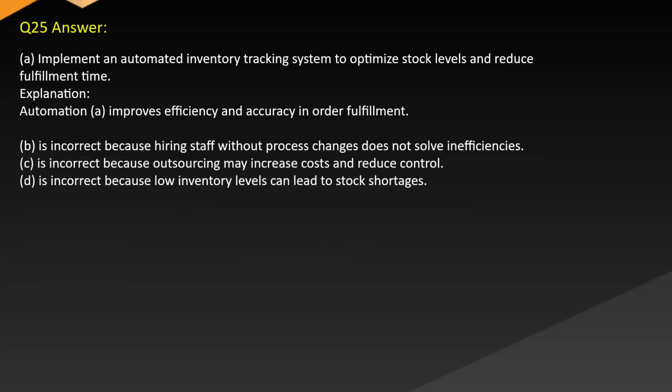Answer A. Implement an automated inventory tracking system to optimize stock levels and reduce fulfillment time. Explanation. Automation improves efficiency and accuracy in order fulfillment. B is incorrect because hiring staff without process changes does not solve inefficiencies. C is incorrect because outsourcing may increase costs and reduce control. D is incorrect because low inventory levels can lead to stock shortages.